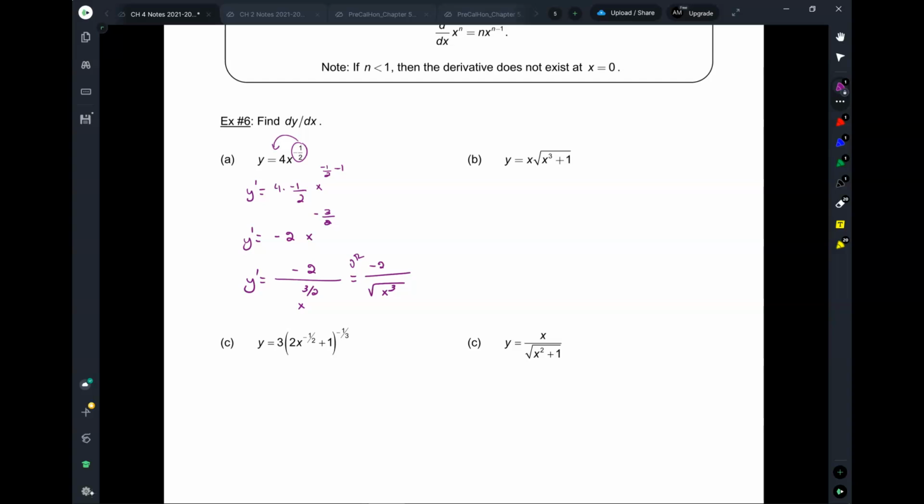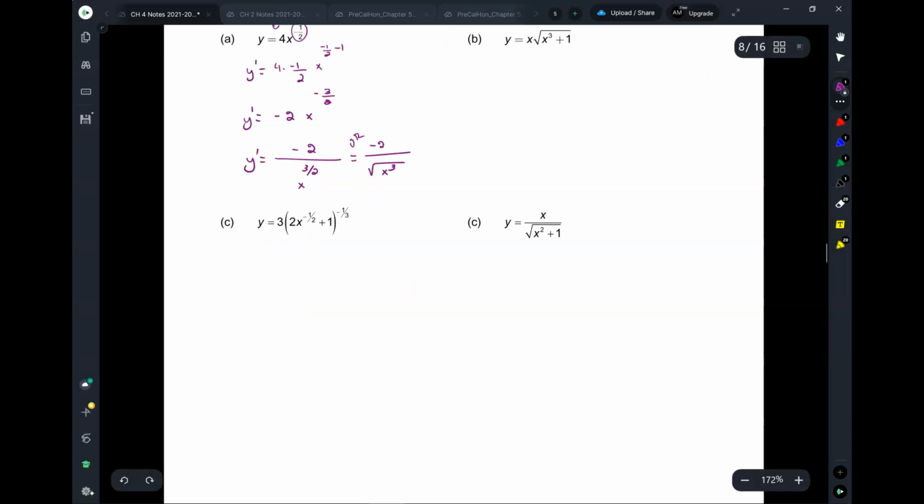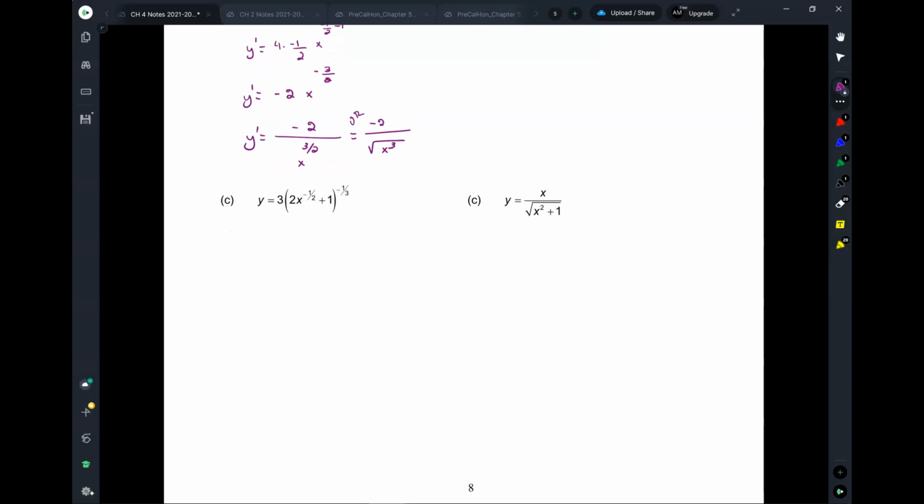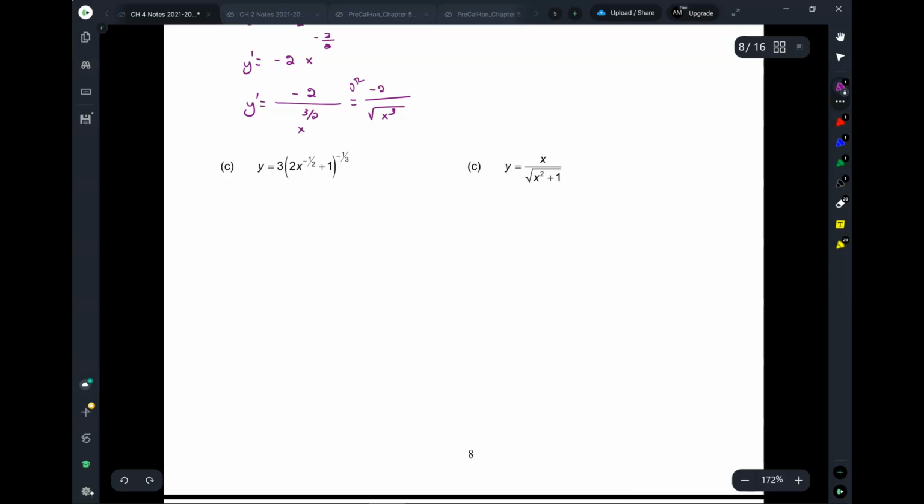That's a product rule. But you know what? Rather than do that one, I want to do C and D. Okay, C. Look, chain rule, right? So y prime is 3 times, first, this will move down. So we have 3 times negative 1 over 3.